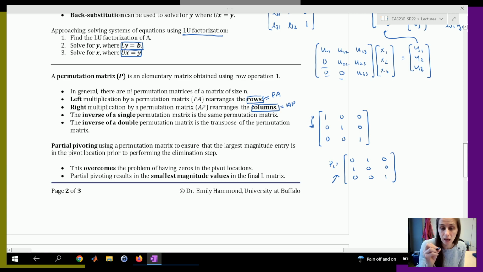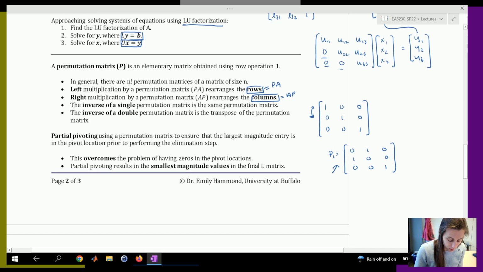And keep in mind that matrix multiplication is not the same if your order is different. So AB is not BA. Same thing here. So if I do PA, it rearranges the rows. If I do AP, it rearranges the columns. It also turns out that the inverse of a permutation matrix is the same thing. So the inverse of a single permutation matrix, where we do one row swap, and a double permutation matrix is if we did 2 row swaps. So if I swapped these 2 rows, so if they're all out of order, this here is a double permutation matrix, and the inverse is just the transpose of it. But the nice thing is those inverses are predictable.